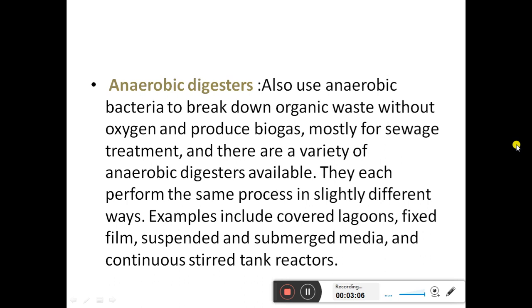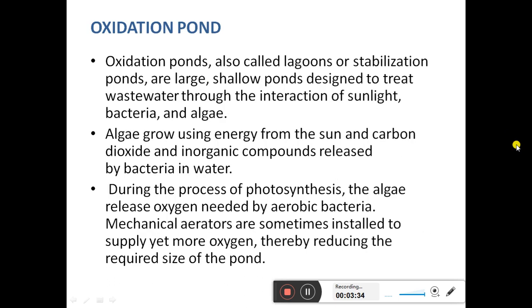Next is anaerobic digesters. They also use anaerobic bacteria to break down organic waste without oxygen and produce biogas, mostly for sewage treatment, and there are a variety of anaerobic digesters available. They each perform the same process in slightly different ways. Examples include covered lagoons, fixed film, suspended and submerged media, and continuous stirred tank reactors. Next is the oxidation pond.